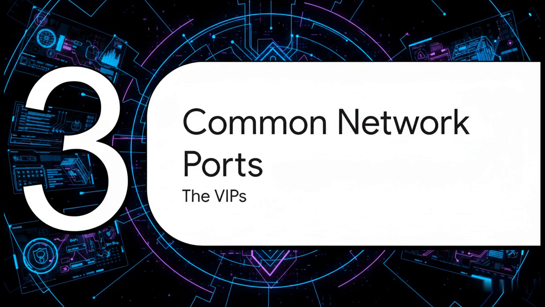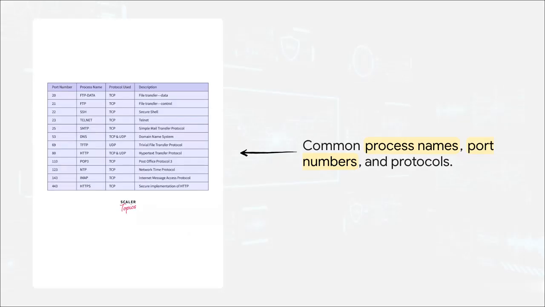Which brings us to Section 3, commonly used network ports. Let's meet the VIPs. All right, here are the foundational, well-known ports you absolutely need to know. Notice FTP sitting on ports 20 and 21 for file transfers. Then you've got the highly secure SSH on port 22 for remote logins. There's DNS on 53, which basically acts as the internet's phone book by translating domain names into IP addresses. And of course, the absolutely critical web browsing ports, 80 for standard HTTP and 443 for secure, encrypted HTTPS traffic.